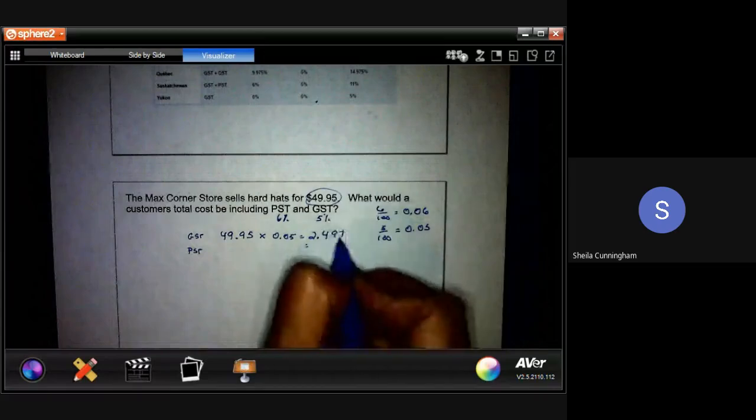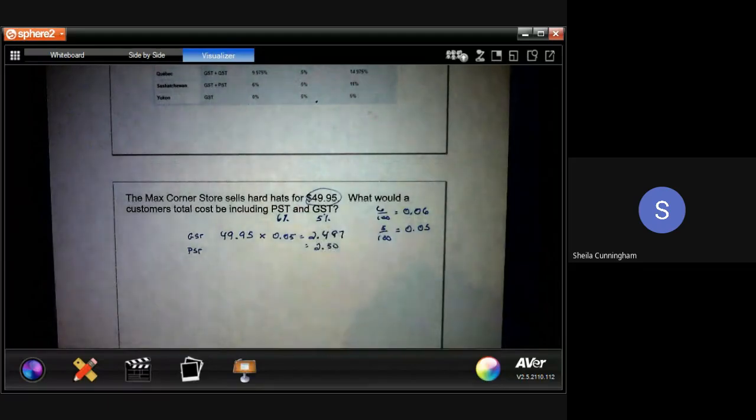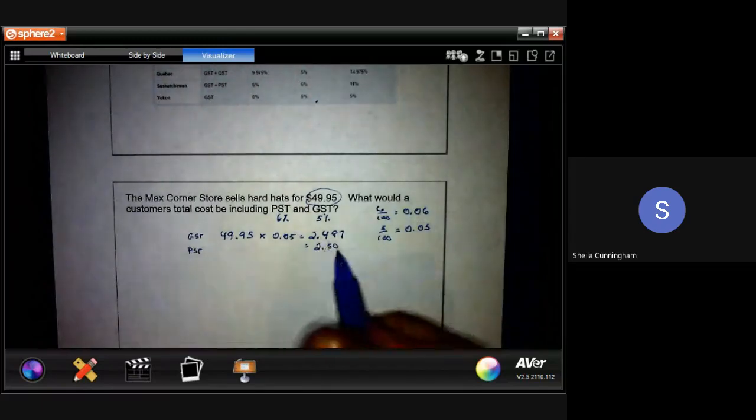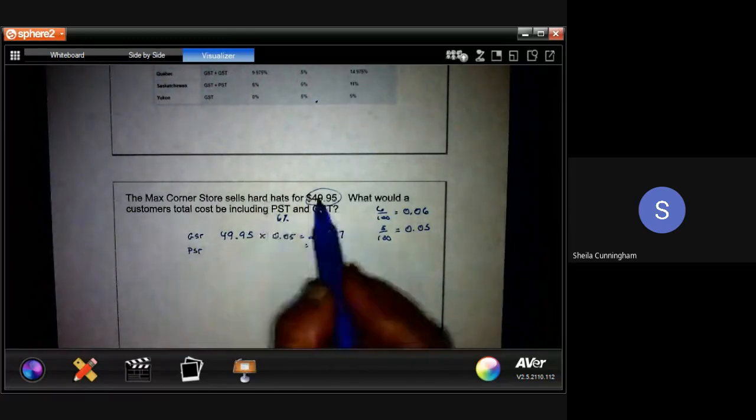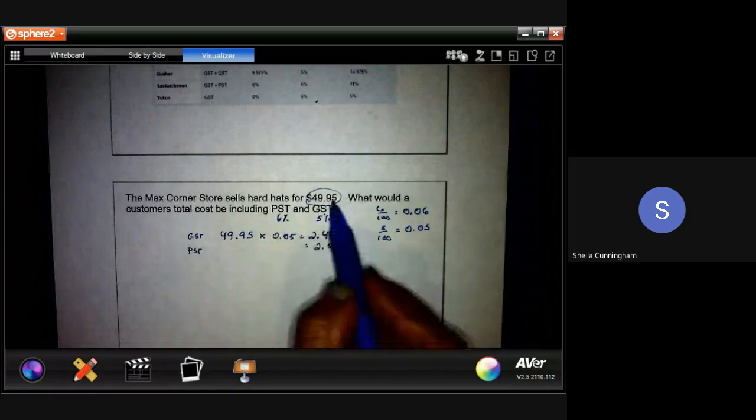Again, we have to do some rounding here. This is an interesting situation because this 7 is larger than 5, so we know it's going to bump the 9 up. But the 9 gets bumped up to a 10, which makes this a 0, which means we're going to end up adding the 1 on here. So this really becomes $2.50. The amount of GST that we are paying on this hard hat will be $2.50, so we're going to have to add that to the cost of our item.